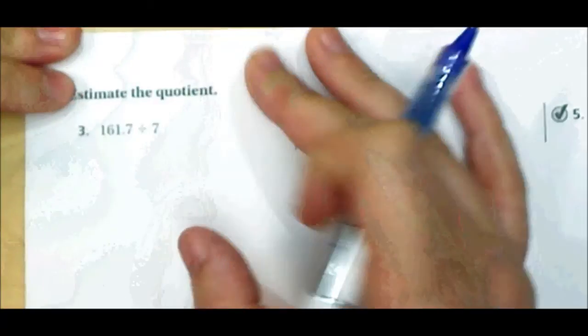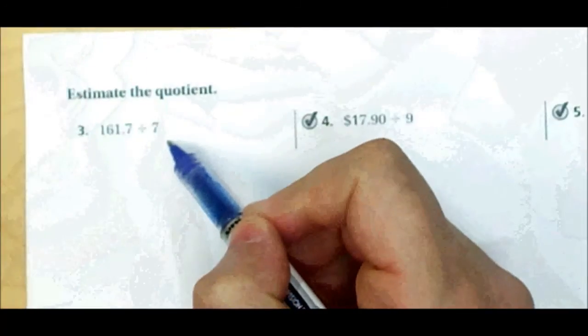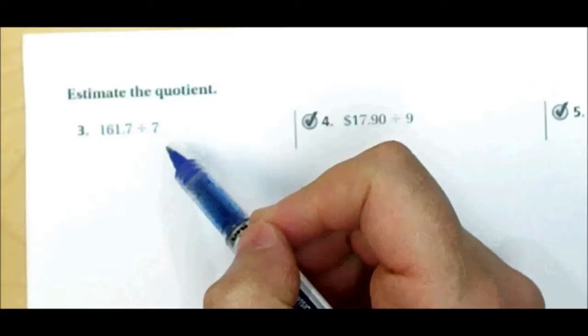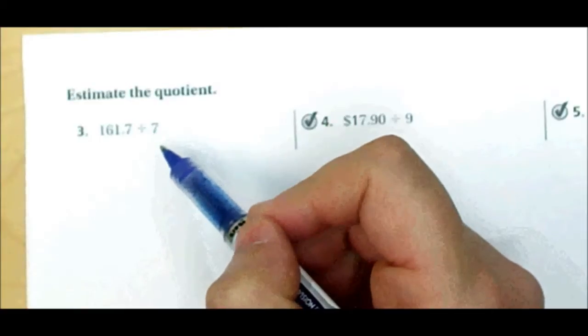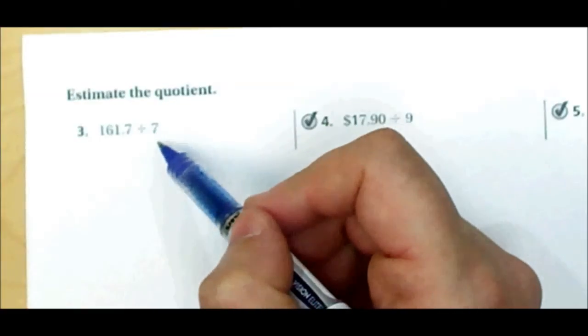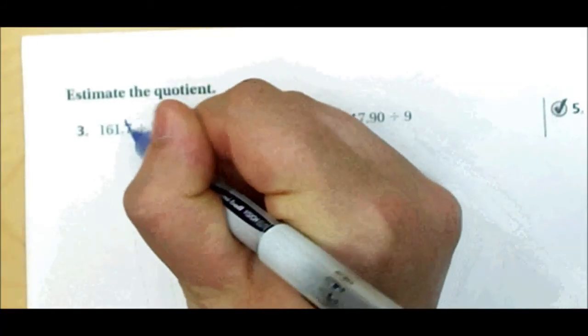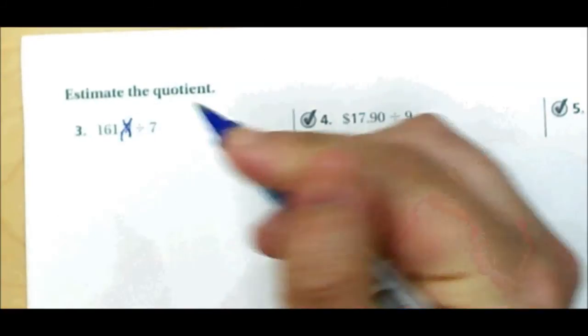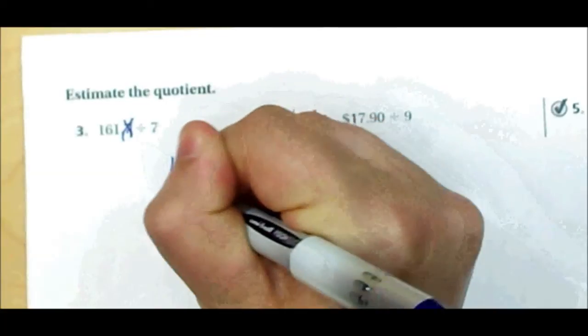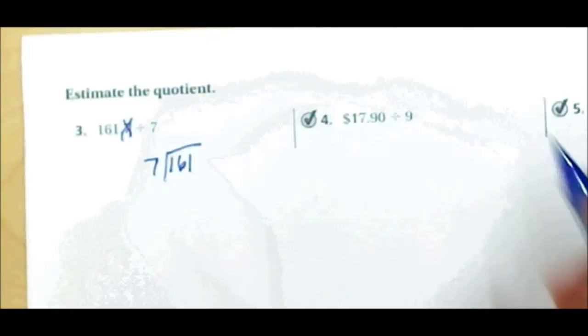Now, I don't need to change the 7 because it's just 1 digit. Rounding it would not make my work easier. It would just make it less accurate, so I'm going to leave it. And I don't need the 0.7 at all because this is an estimate. I don't need to be that precise. So I have 161 divided by 7.